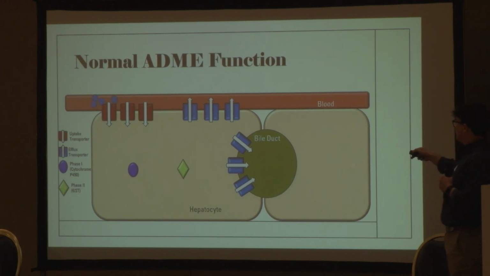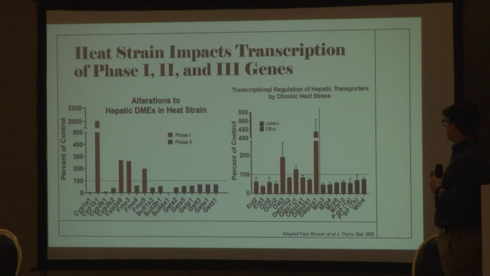Under normal circumstances, compounds are taken up into cells by transporters, where they are modified by phase 1 metabolizing enzymes, subsequently conjugated by phase 2 enzymes, where these conjugates are transported again out of the cell into the bile duct and eliminated. And those compounds that are not are sent back into circulation. And this is sort of the groundwork of ADME. And these enzymes here, these transporters and phase 1 and 2 enzymes are the ones that I and my lab are most interested in.